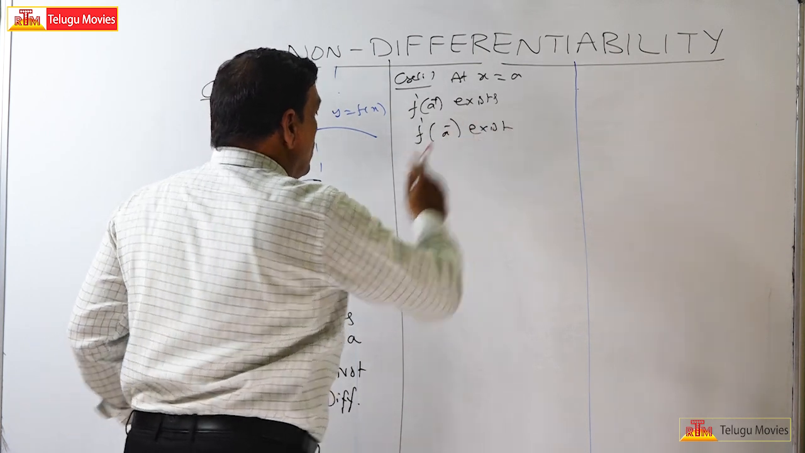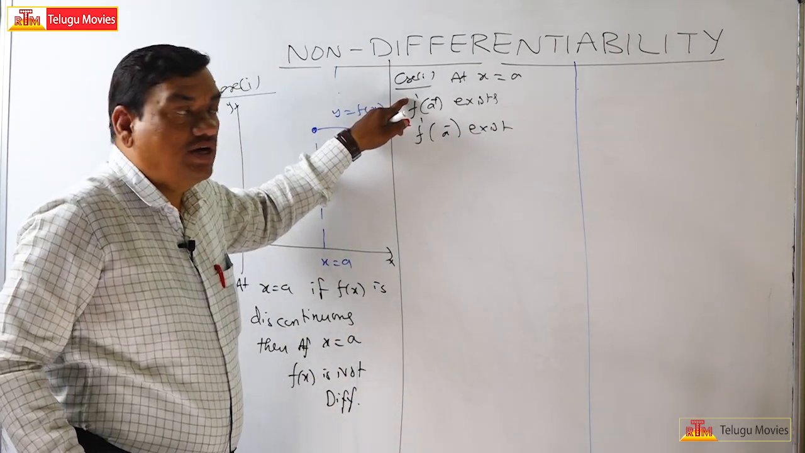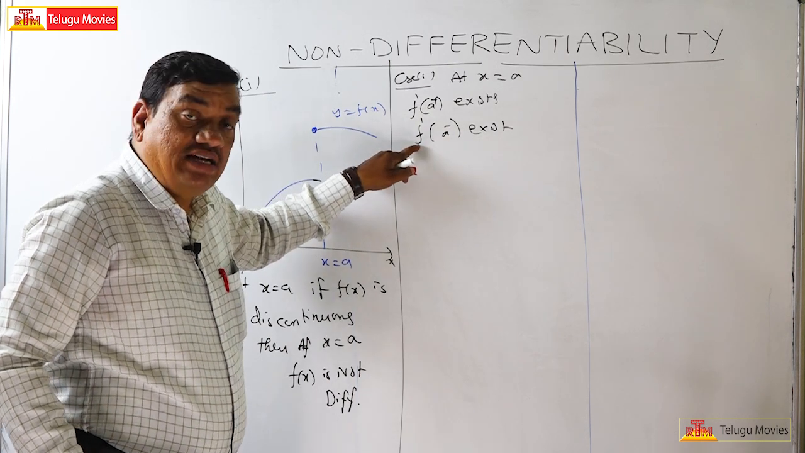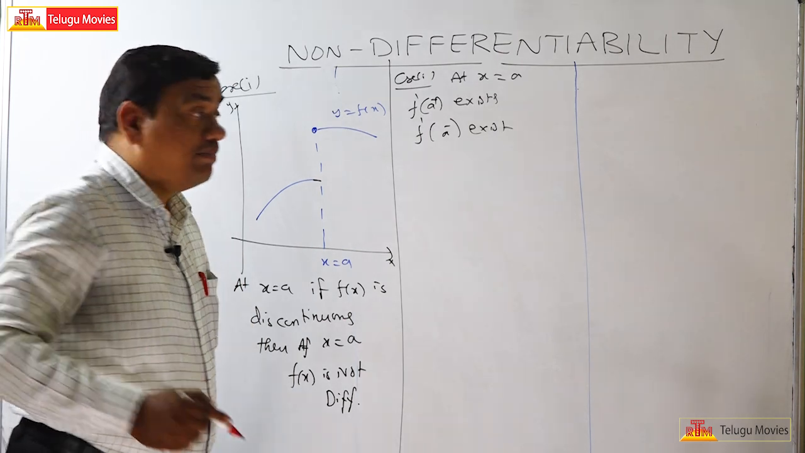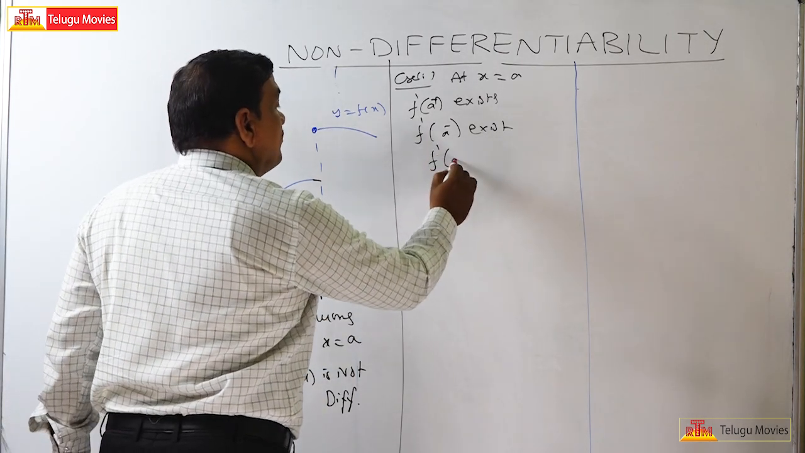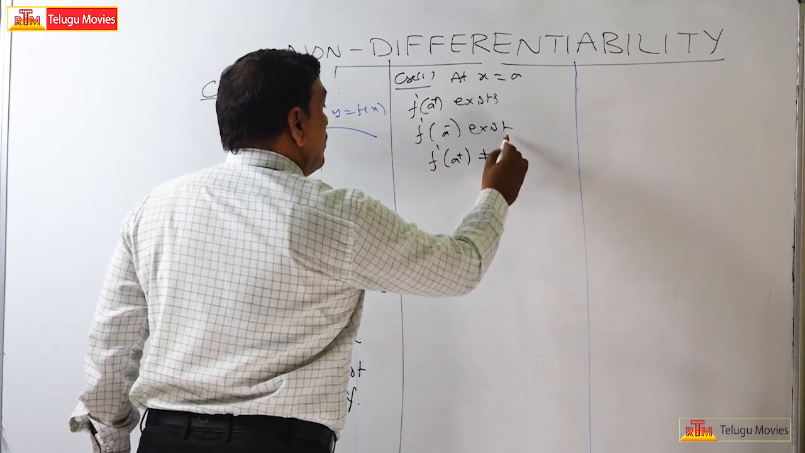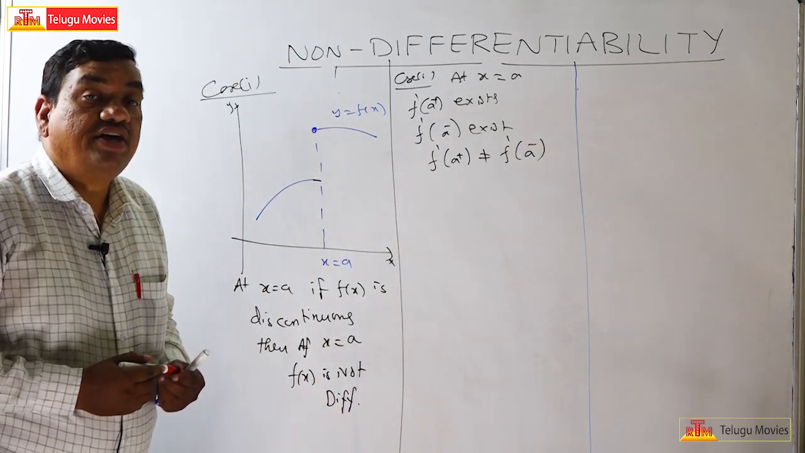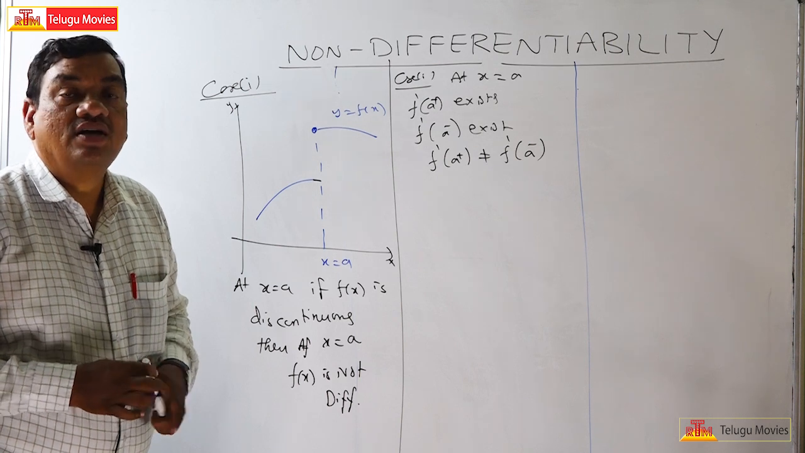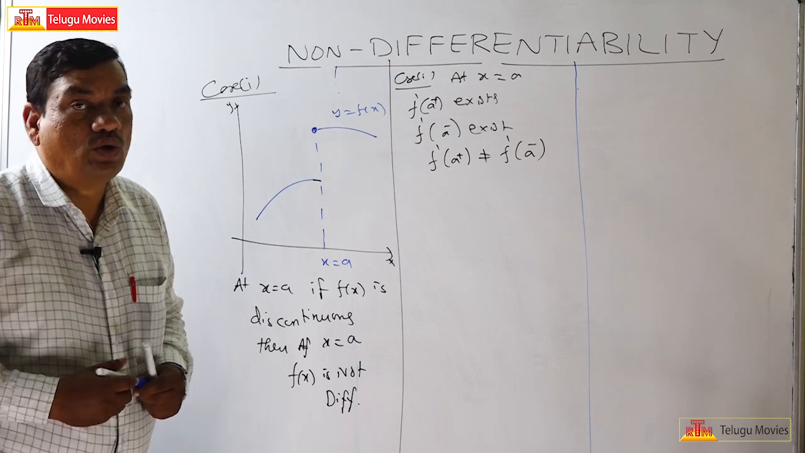That means both the right hand side derivative and the left hand side derivative exist, and they get values, but f dash of a plus is not equal to f dash of a minus. The left hand side derivative and right hand side derivative are not equal at x is equal to a.